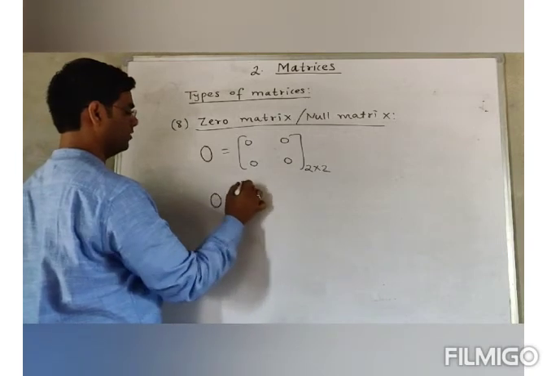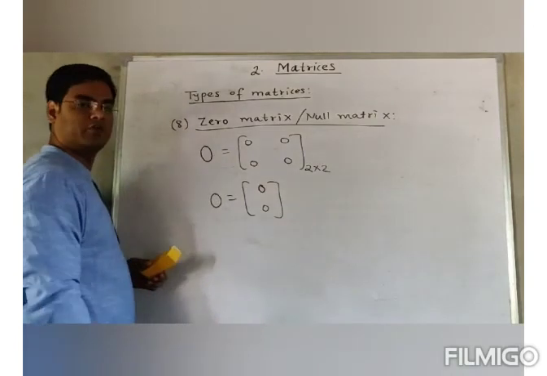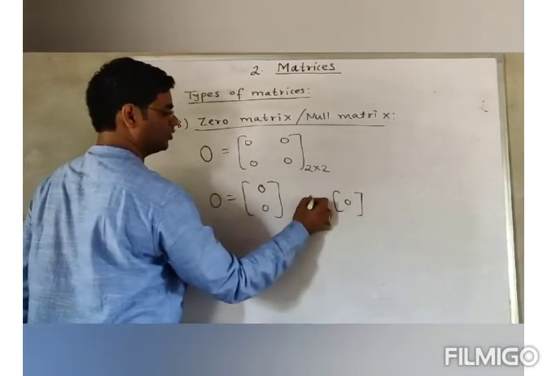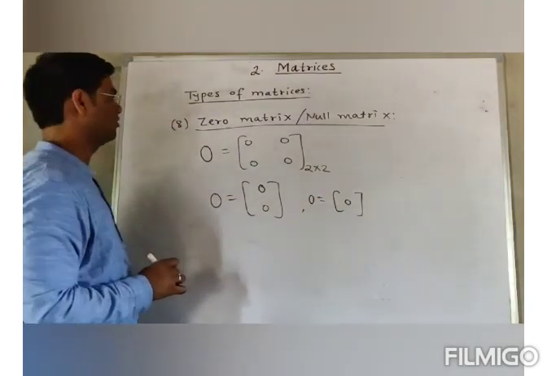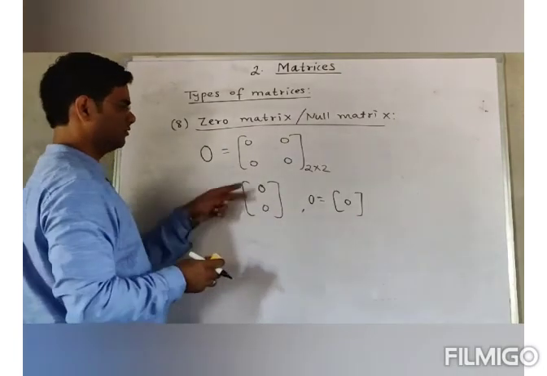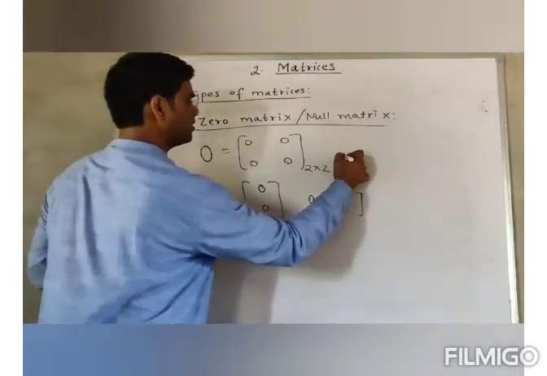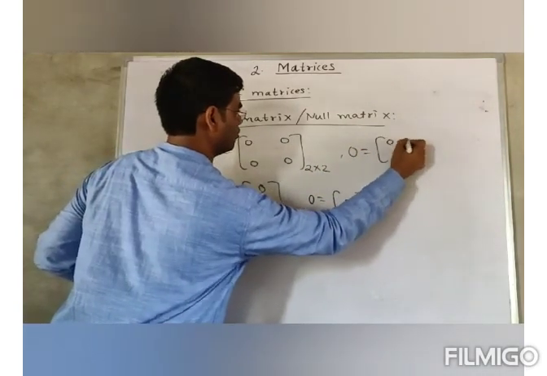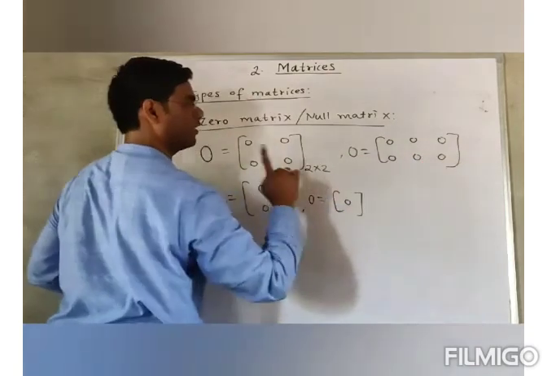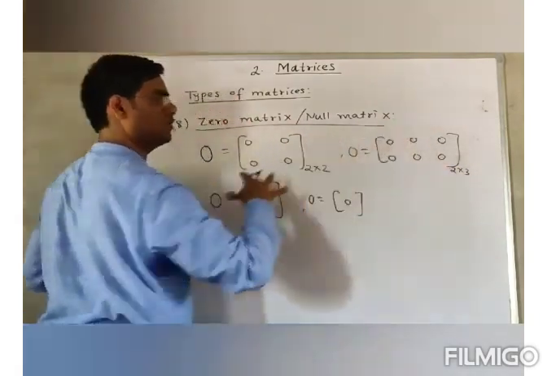Let us take another example: 0, 0. This is also an example of a null matrix or zero matrix because all the elements are 0. The zero matrix or null matrix may be a square or a rectangular matrix. Next example, let us take 0, 0, 0, 0, 0, 0. This is a type of rectangular matrix because it contains 2 rows and 3 columns, but all elements are 0.